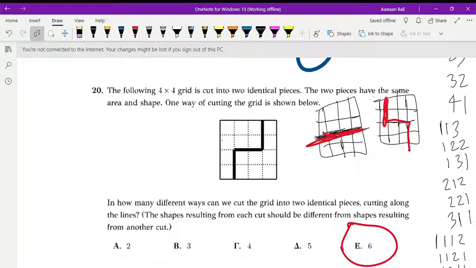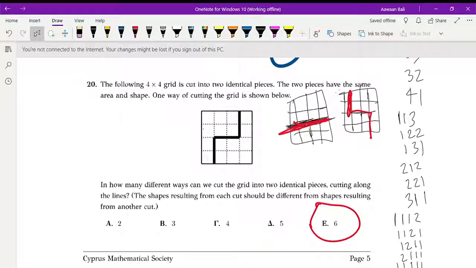Now, there's a nifty trick to this one. The following 4x4 grid is cut into 2 identical pieces. The 2 pieces have the same area and shape. One way of cutting the grid is shown below. In how many different ways can we cut the grid into 2 identical pieces, cutting along the lines? The shape resulting from each cut should be different from the shapes resulting from another cut.